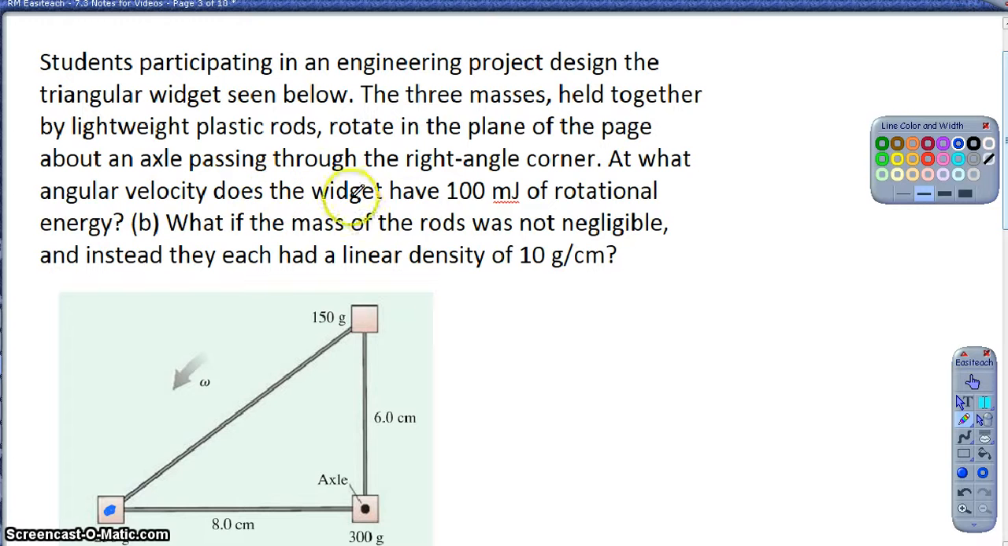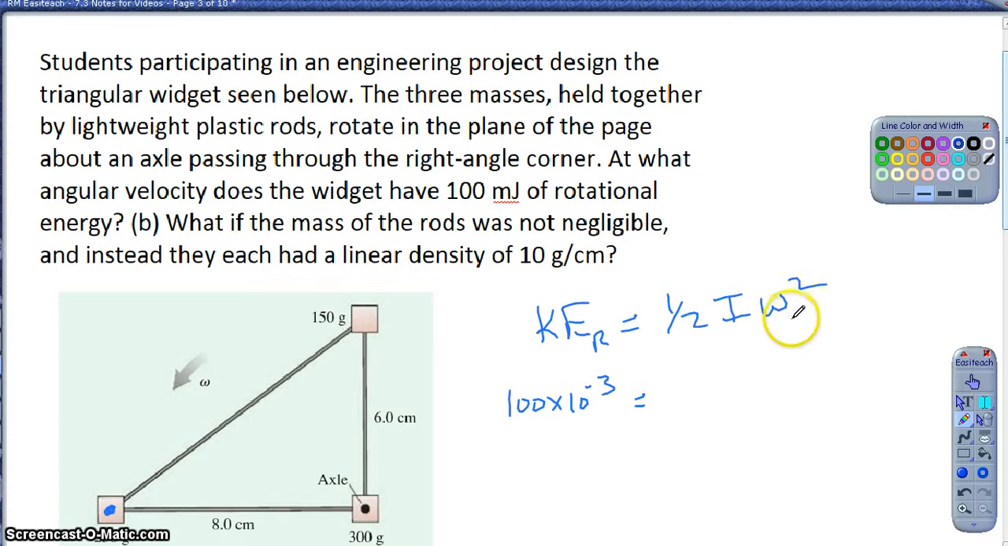So what angular velocity does this device have if it has 100 millijoules of rotational kinetic energy? For part A here, I'm just going to start with my rotational kinetic energy, which is 1/2 my moment of inertia times omega squared. If I look at this equation, I'm looking for the angular velocity, so I'm looking for omega. I know that the energy is 100 millijoules, so it is 100 times 10 to the negative third joules.